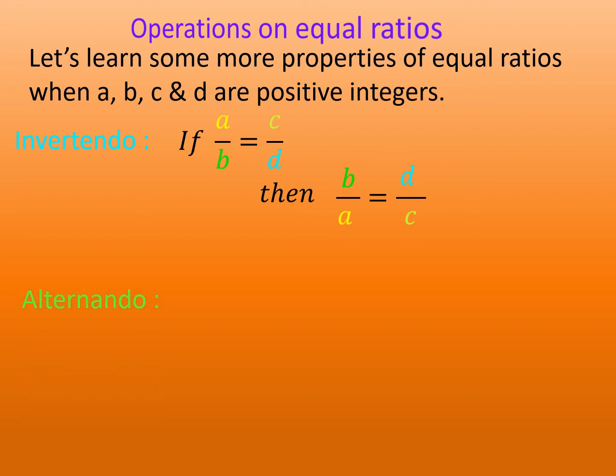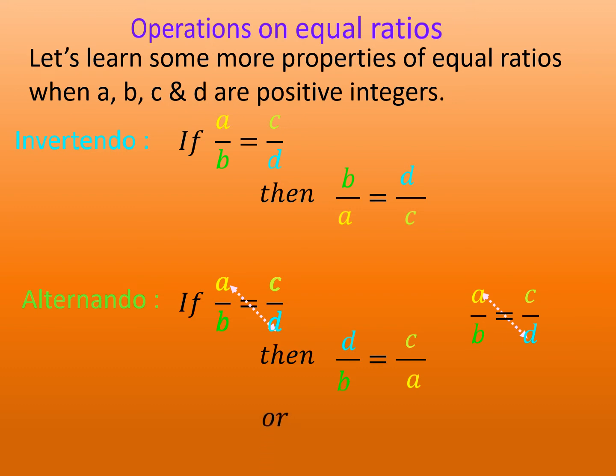Let's go for alternando. Here, if a upon b equals c upon d, then one diagonal will remain the same, b and c. There are two diagonals as you see. One diagonal will keep the same. Now which diagonal is remaining? a and d. Those numbers will be interchanged. See here, d upon b equals c upon a. So the denominator becomes the numerator and the numerator becomes the denominator. The same thing can be shown to you symbolically.